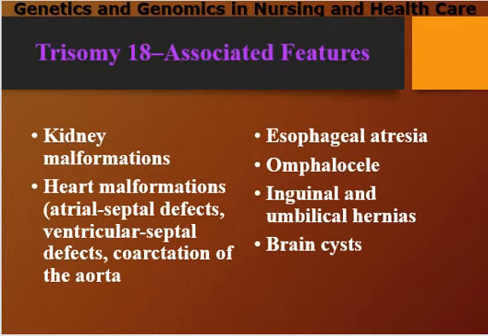They do have kidney malformations, heart malformations, esophageal atresia. They may or may not have an omphalocele, which is also called exomphalos, E-X-O-M-P-H-A-L-O-S. That's where the abdominal organs remain outside of the body in a sac. Usually it's mainly the intestines and the liver, but can include other abdominal organs. These fail to return into the abdominal cavity during week 9 of intrauterine development. They also have inguinal and umbilical hernias and brain cysts.